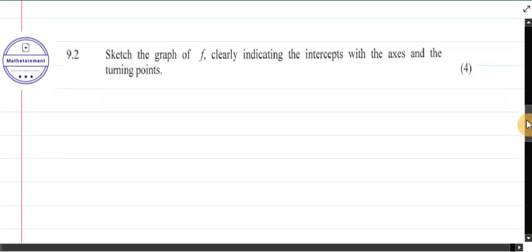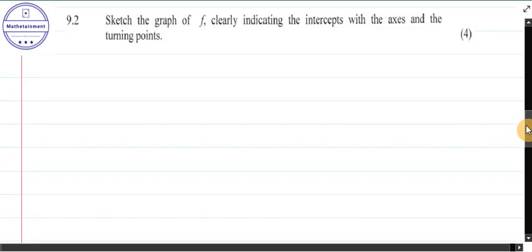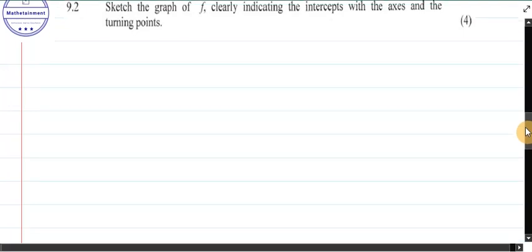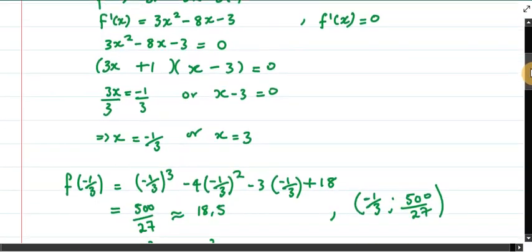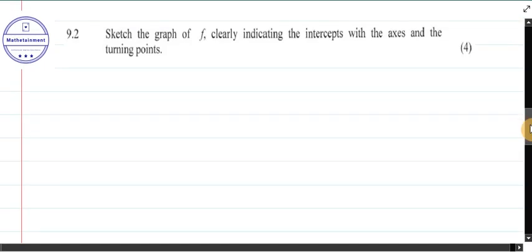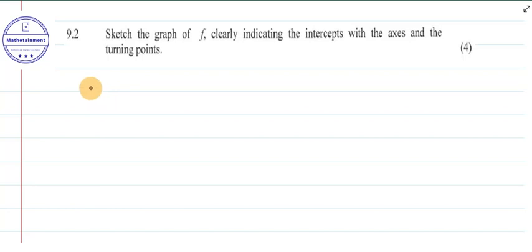Moving forward, here we are required to sketch the graph of f, clearly indicating the intercepts with the axes and the turning points. Meaning we'll use the turning points, but here they also want us to find intercepts. How do you find intercepts? We have the x-intercept and the y-intercept. For the x-intercept, that's where we let y be equal to 0.